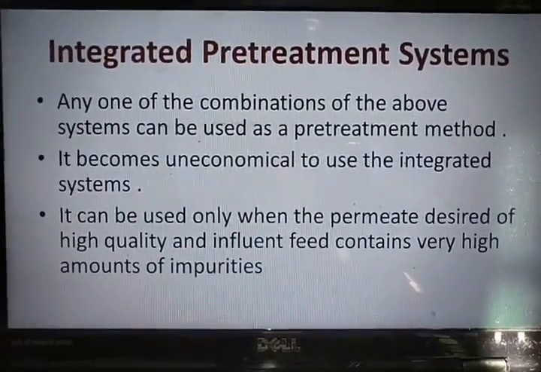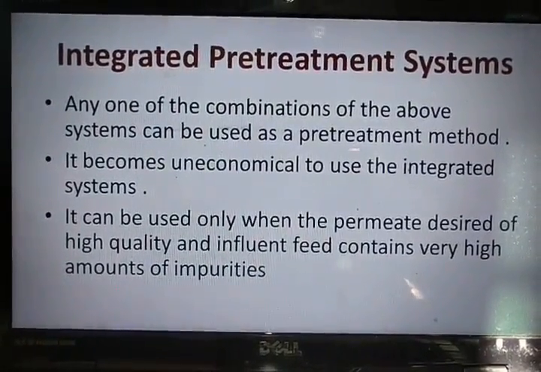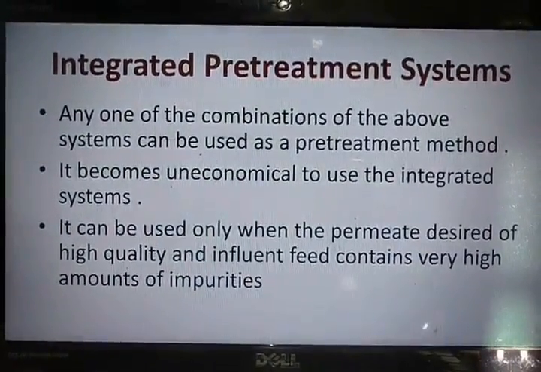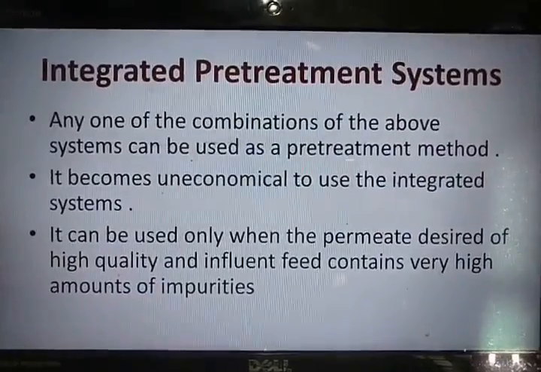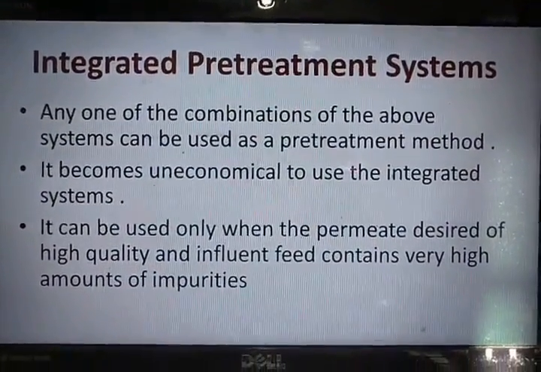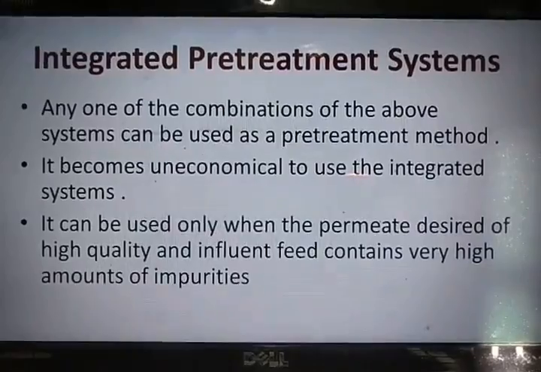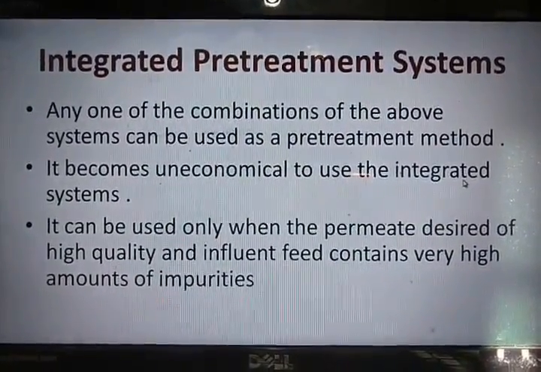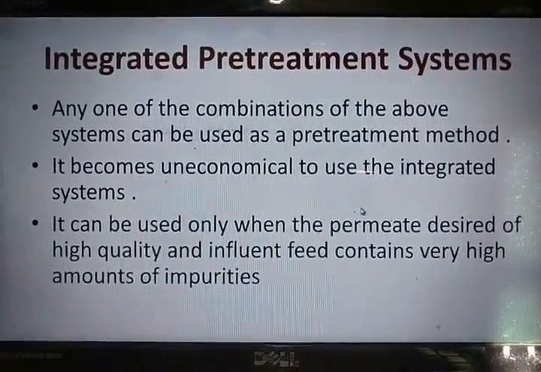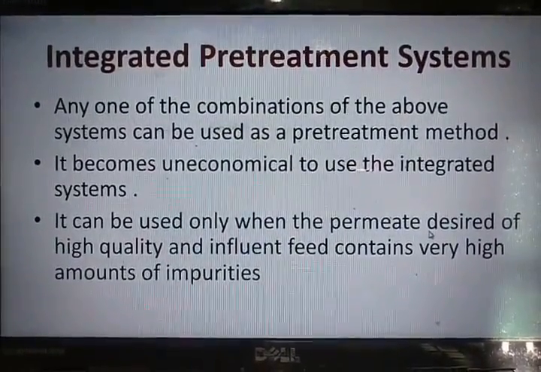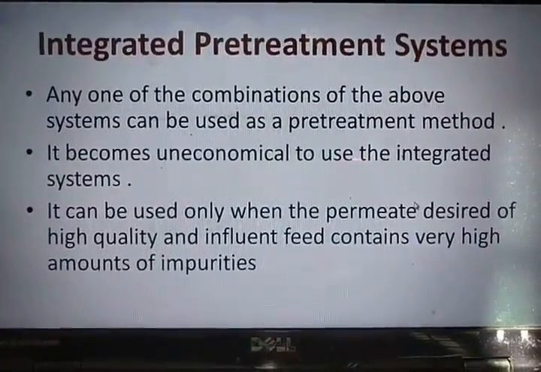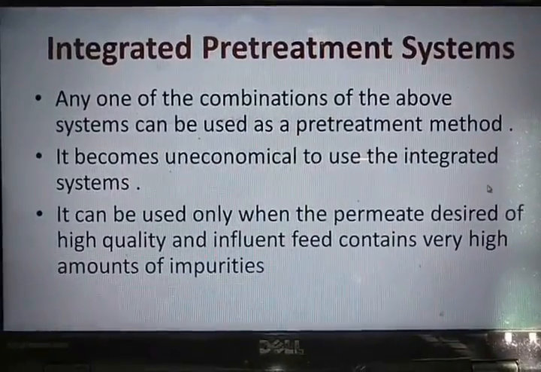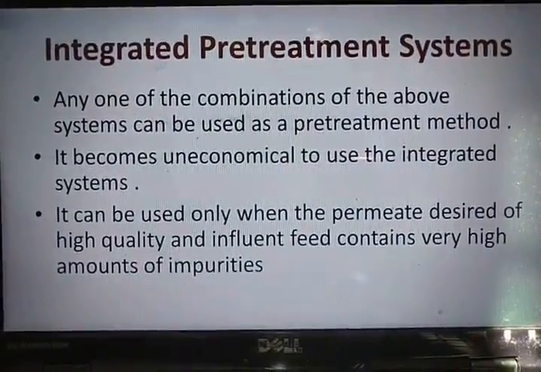Then the last one we call integrated pre-treatment systems. If the water contains a very high amount of impurities, then we can use any one of the combinations based on the type of the water quality. That means you can use coagulation followed by the ion exchange method. You can use biofiltration along with activated adsorption, or any one of the combinations based on the available water quality, and also to get the desired effluent quality.